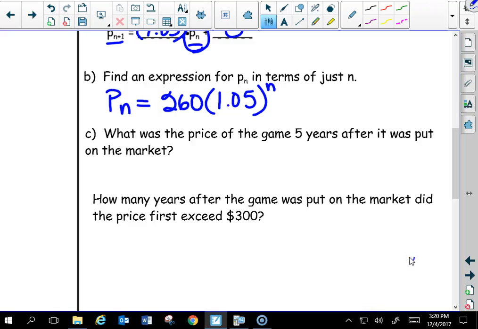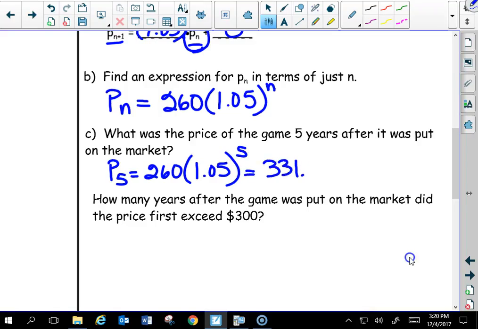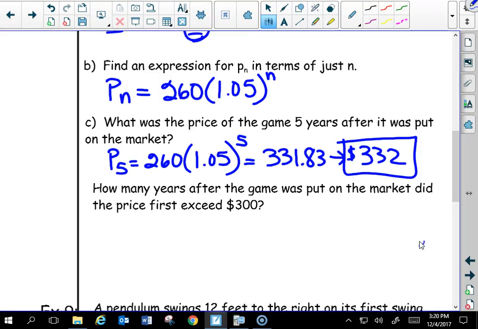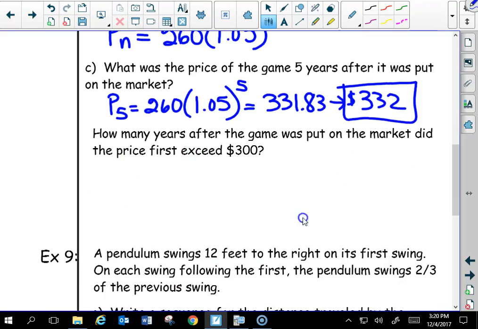What was the price of the game 5 years after it was put on the market? Well, P of 5 is going to be 260 times 1.05 to the 5th power. And when I plug that in, I get $331.83. That didn't work because for whatever reason they want us to round to the nearest dollar. So if you think you're entering the right amount and it gives you the bad red, not the good green, then look and see if maybe you just weren't rounding the way they asked you to.